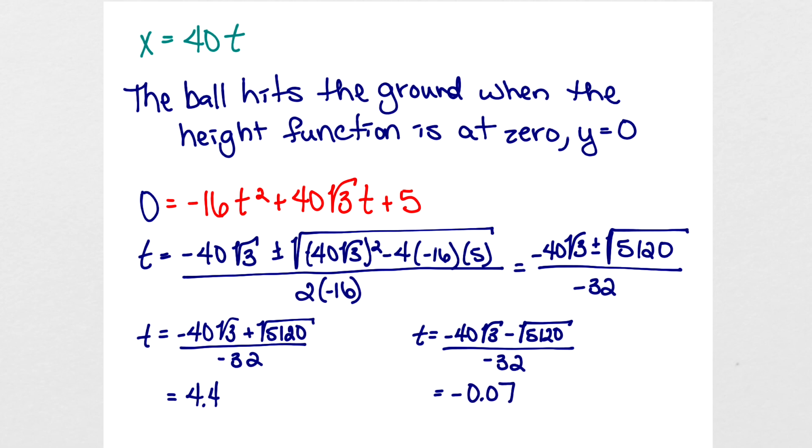So, which one is your answer? Well, we're dealing with when the ball hits the ground, right? And that is time. So time cannot be negative. So it's not going to be the second answer. It's going to be the first one. 4.4 seconds is your answer. And that concludes our section on parametric equations.